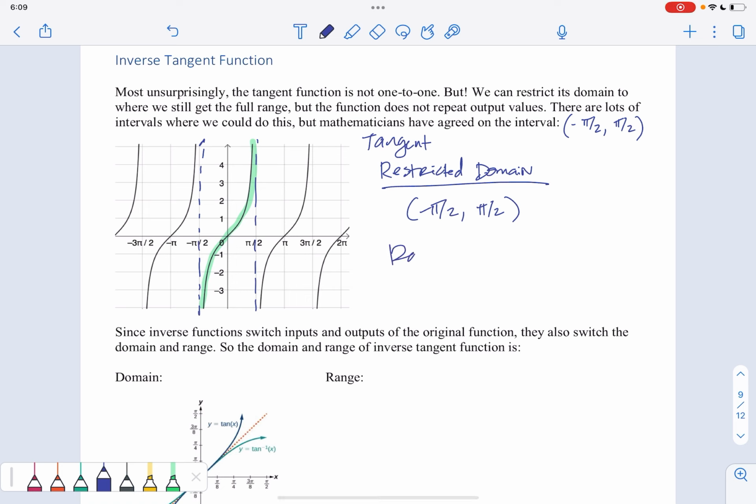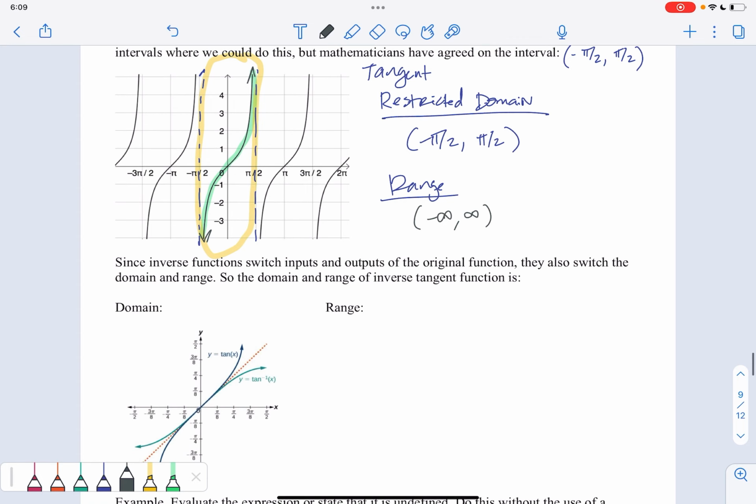And the range, well, even if I'm just looking at one of these, right, it goes up, up, up, increases without bound, and decreases without bound in the other direction. So my range is -infinity to infinity. So since inverse functions switch inputs and outputs with that original function, they also switch domain and range. So the domain of that inverse tangent function will be the range of the original. So domain can be everything, and then the range will be -pi/2 to pi/2.